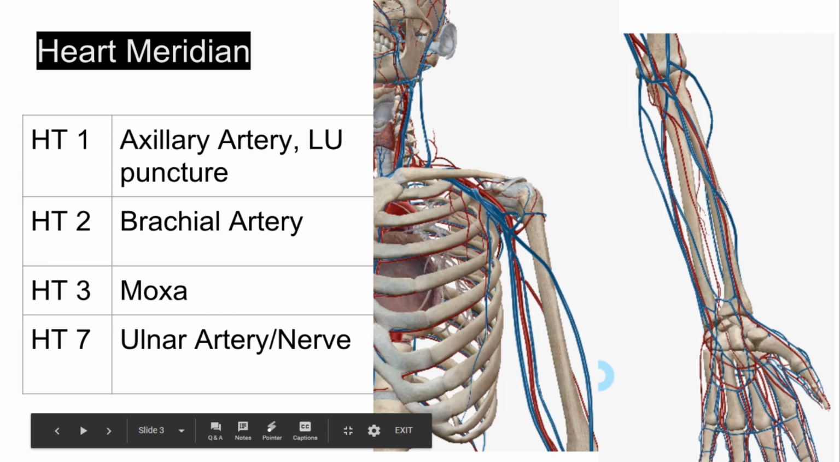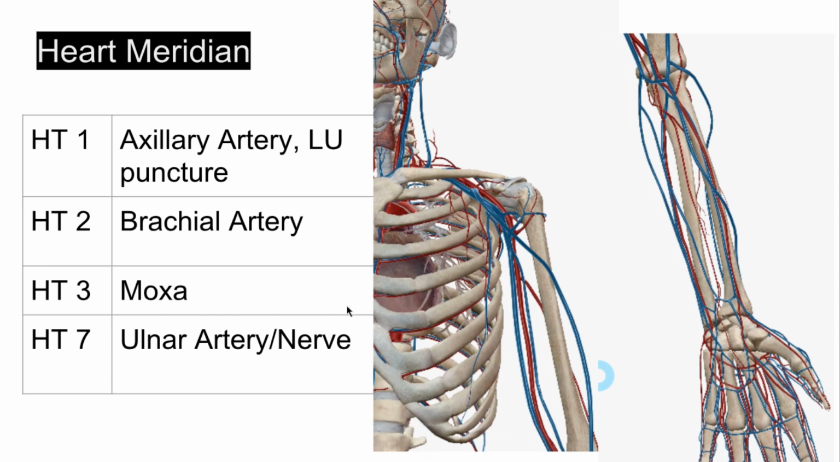We have heart 3. Heart 3 is a he-sea point. It's also the water point. It's midway between PC3 and the medial epicondyle. This is a great point for calming the spirit. It's the water point, he-sea point, and heart is a fire channel, so it's great for draining heat.